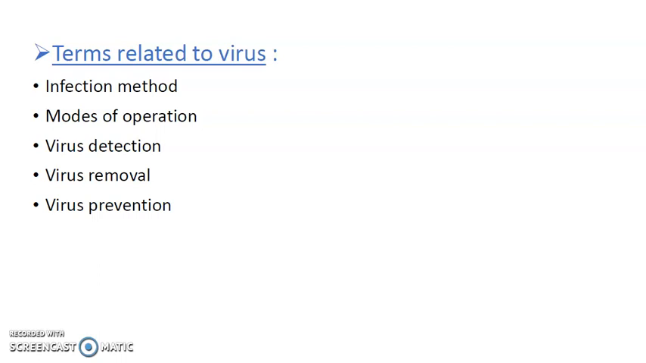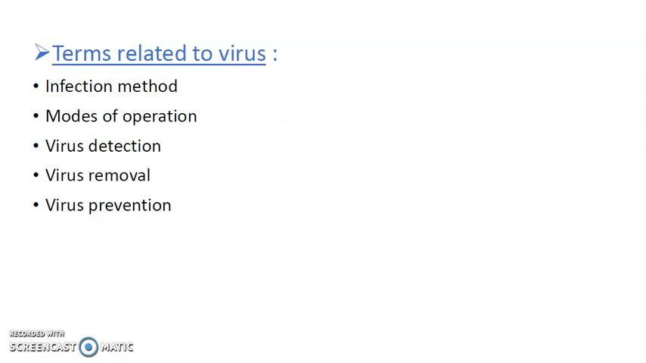Then the next one is the mode of operations. Virus works in a number of ways. Generally the developer of the virus produces an interesting or useful program such as a game or utility, but the program has a viral code embedded in it. Generally this program is developed under the DOS OS. Then it is distributed to the people. This is the mode of operation.